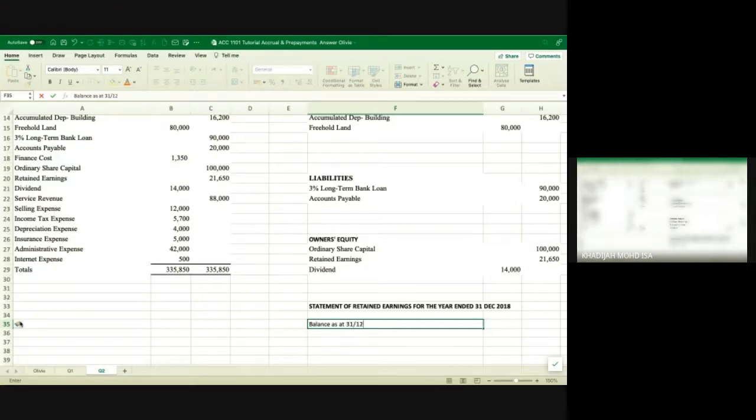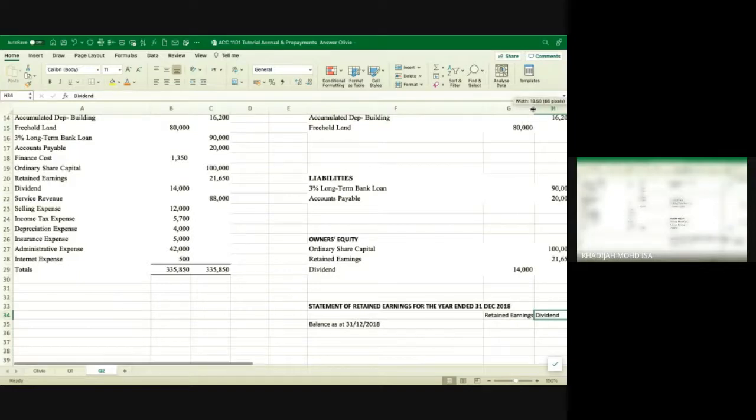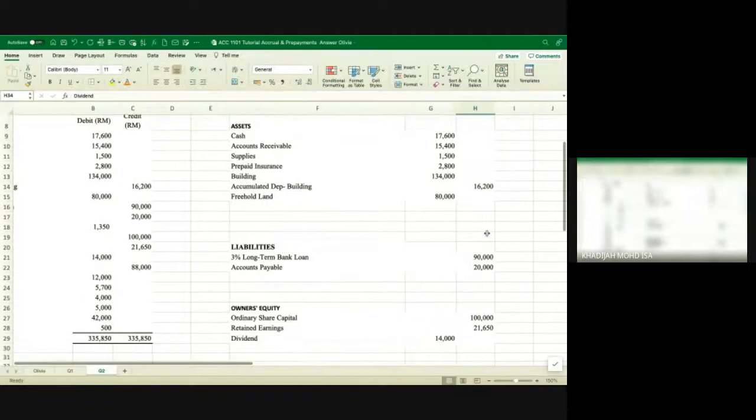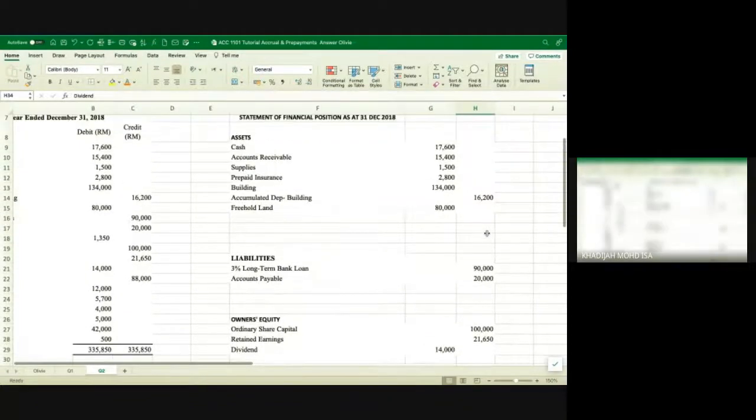(31st December 2018), all right, and then you have your retained earnings. And you have your dividend. Let's leave it like that. So by having this, remember that whatever you have here is already giving you one tick. When you do your exam, all this is already one tick.